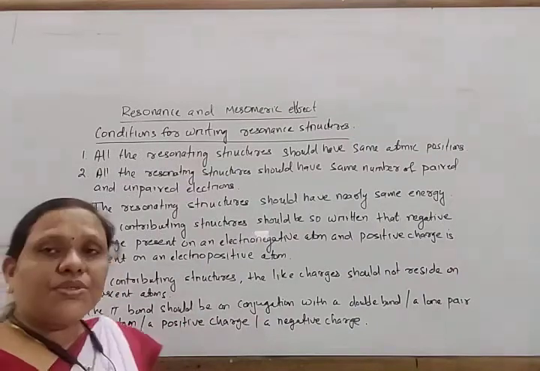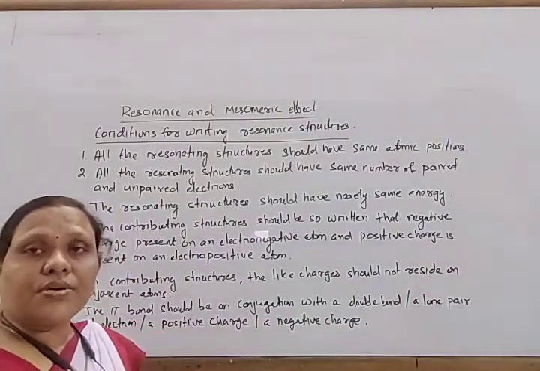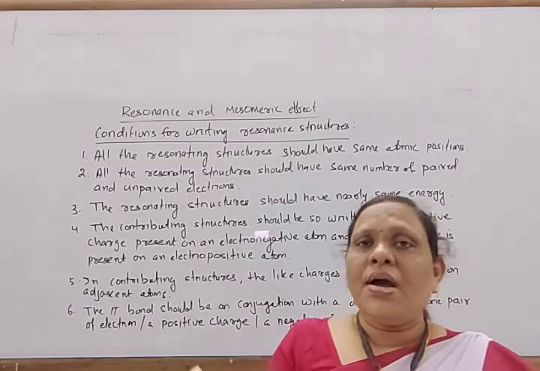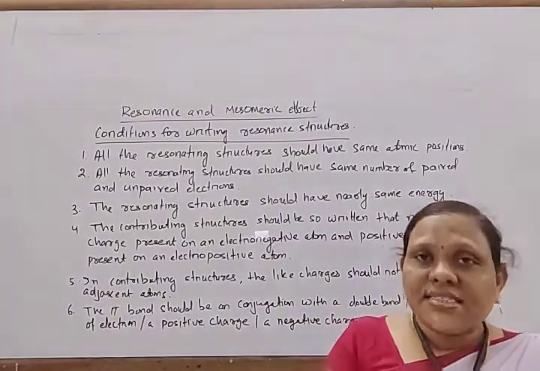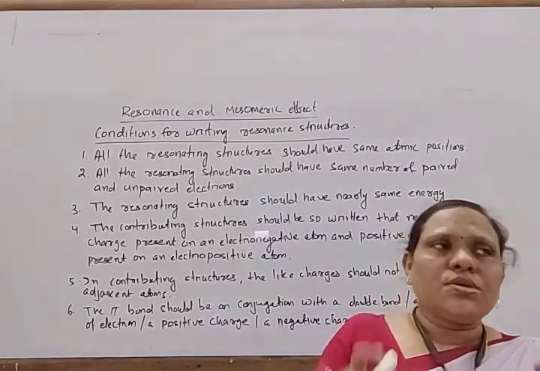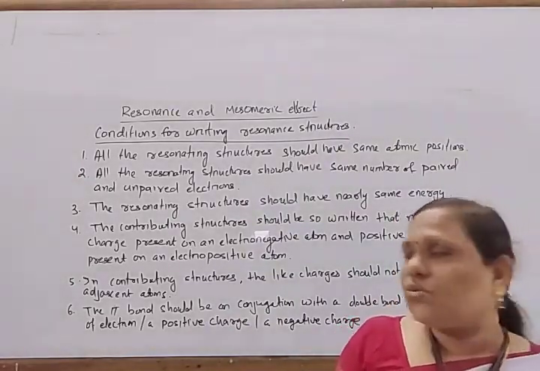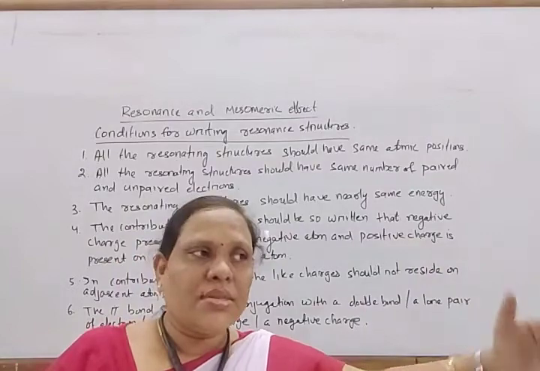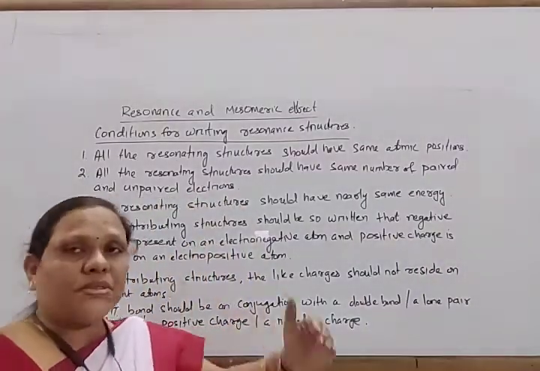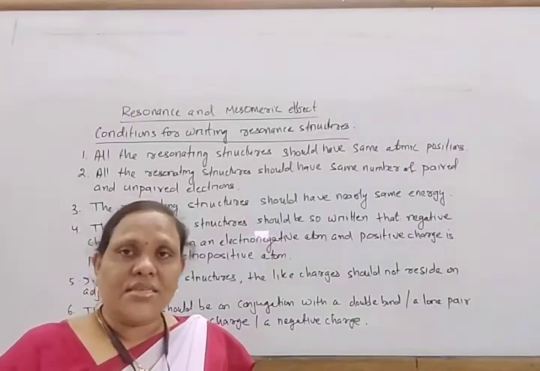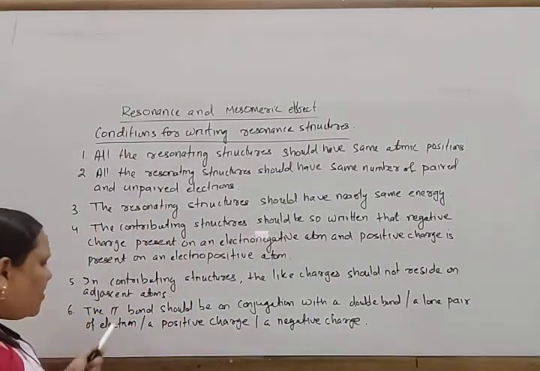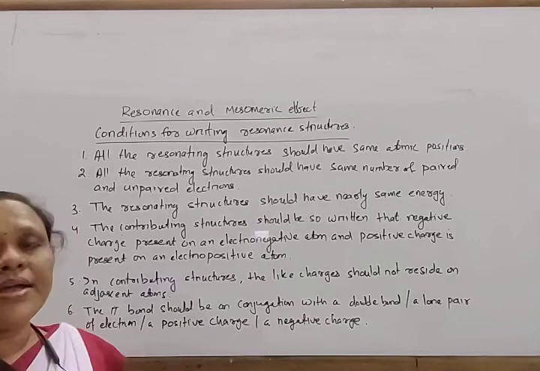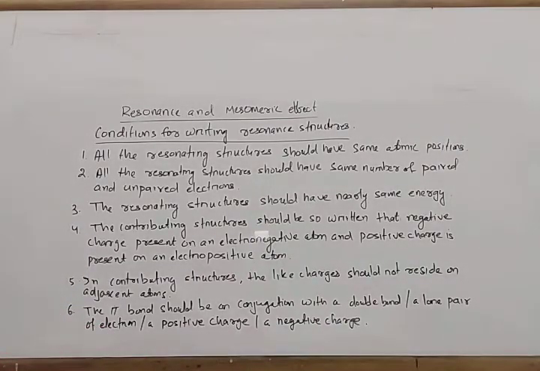The contributing structure should be written so that the negative charge is present on an electronegative atom and the positive charge on an electropositive atom. The same charge, positive or negative, should not be present at adjacent positions. There may be some gap, such as a positive charge followed by a bond and then a negative charge, but like charges should not be on adjacent positions. Next, the pi bond should be in conjugation with a double bond, a lone pair of electrons, a positive charge or a negative charge. So note down these points.